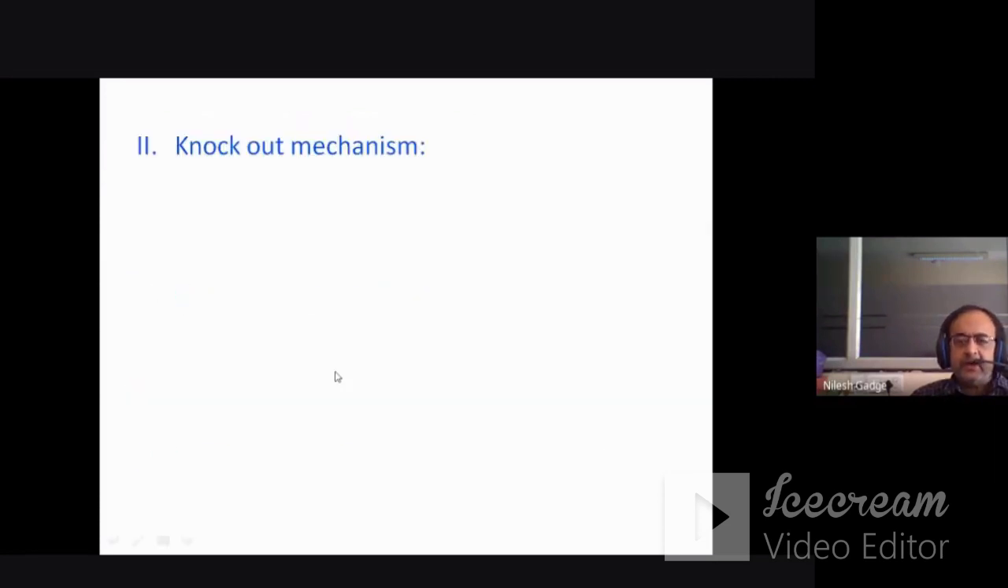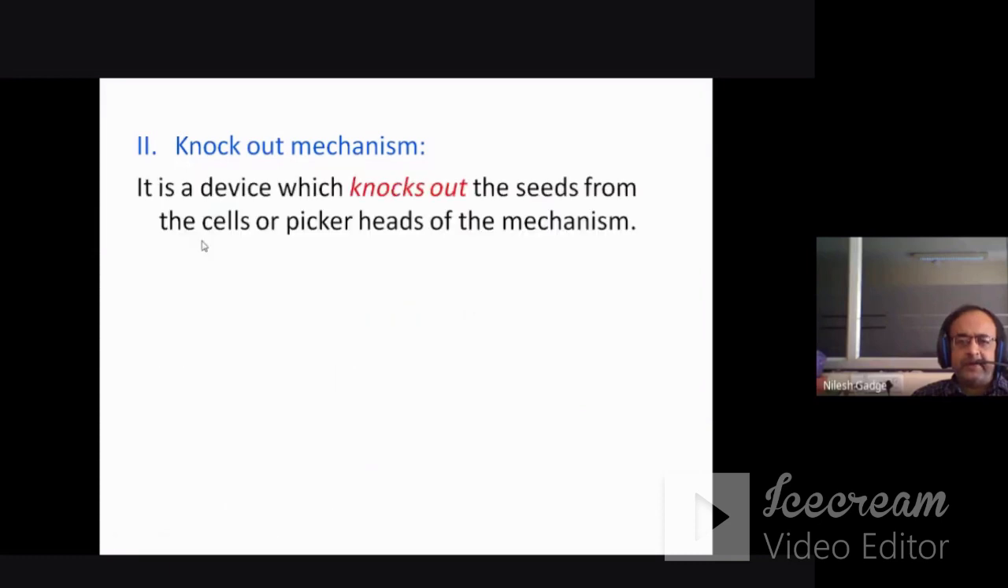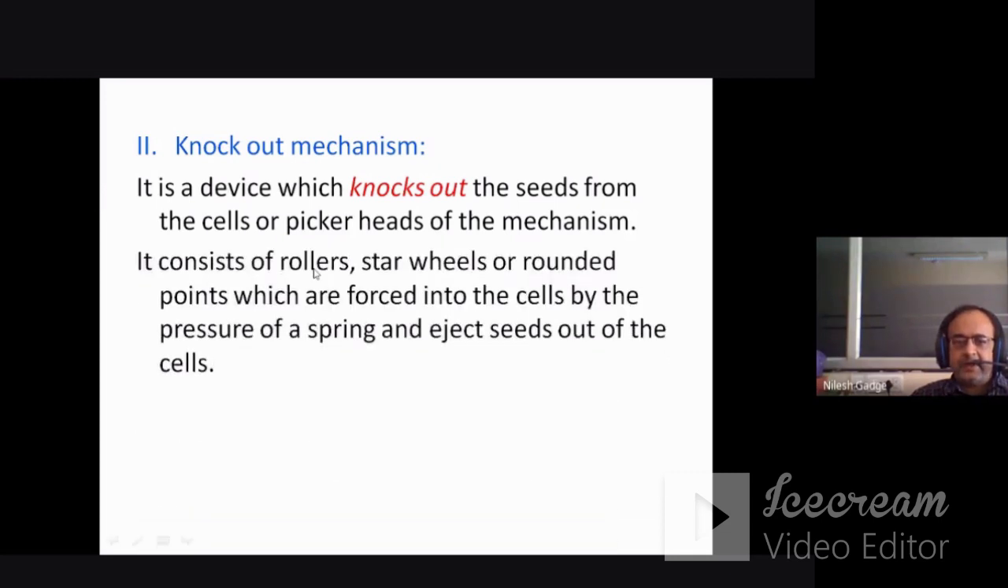Then we will see what is the function of the knockout mechanism. It is a device which knocks out the seeds from the cells or picker heads of the mechanism. So it removes the seeds which have entered into the cells of the seed metering mechanism. It consists of a roller. I will show you the figure and the working of that. It consists of rollers, star wheels or rounded points which are forced into the cells.